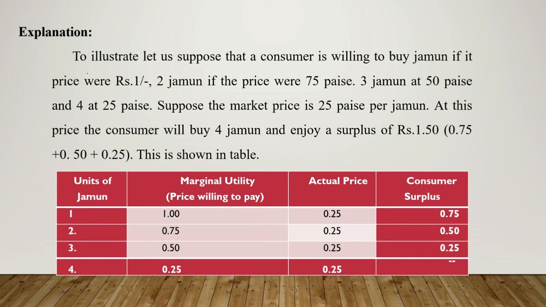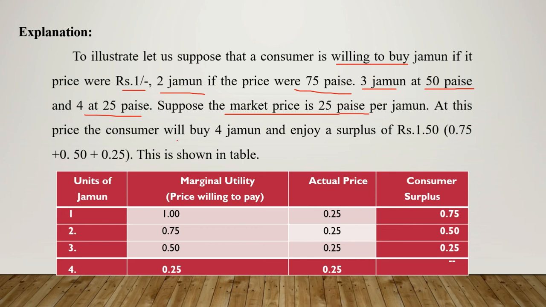Consumer surplus is explained with the help of a table and a graph. I will explain consumer surplus with the help of the table. The consumer is willing to buy the first unit of jamun at 1 rupee, the second unit at 75 paise, the third unit at 50 paise, and the fourth unit at 25 paise. The actual market price is 25 paise.